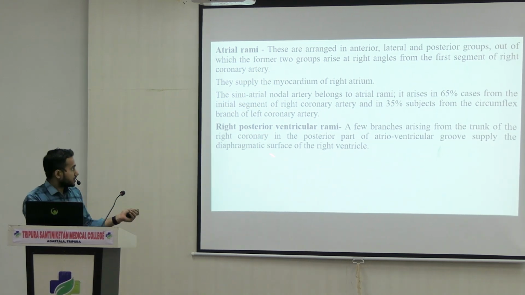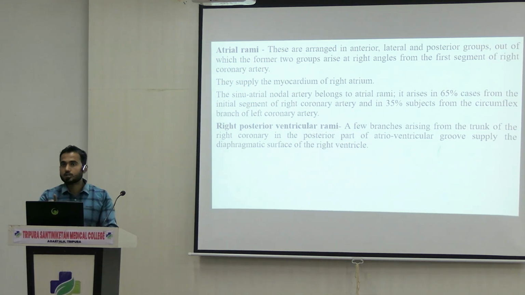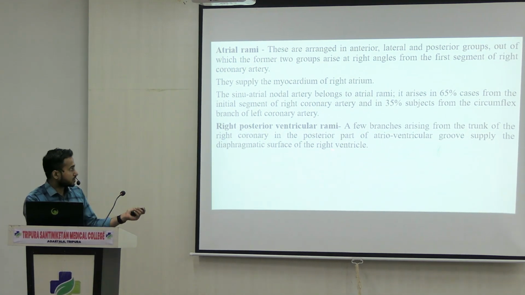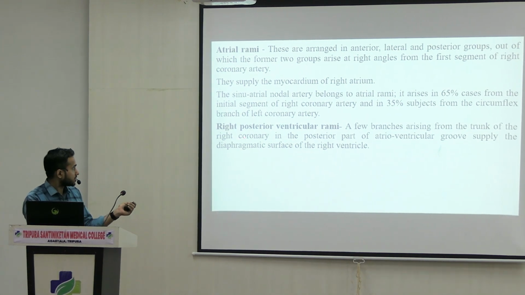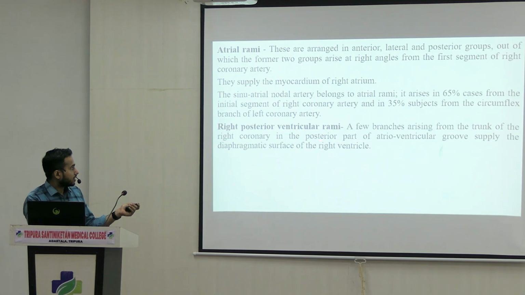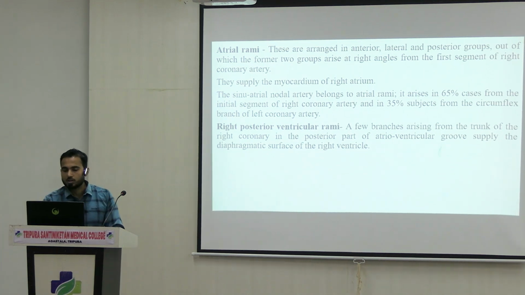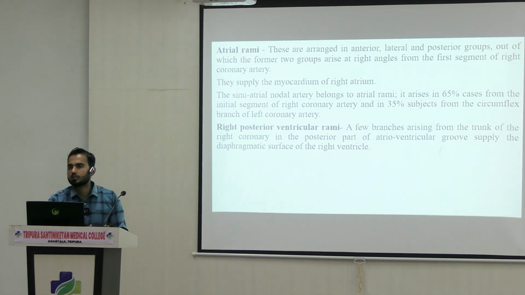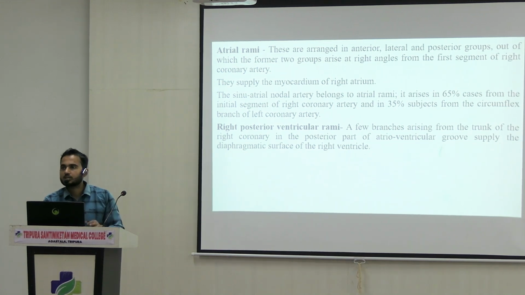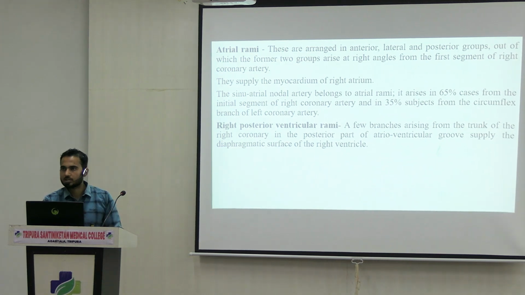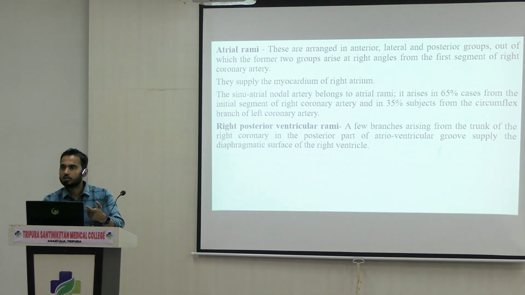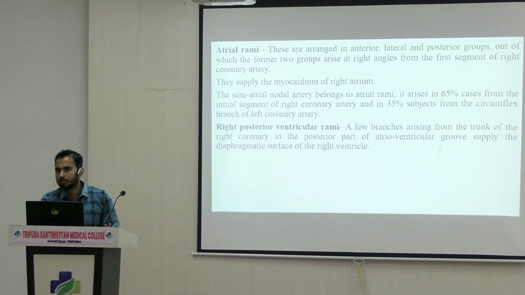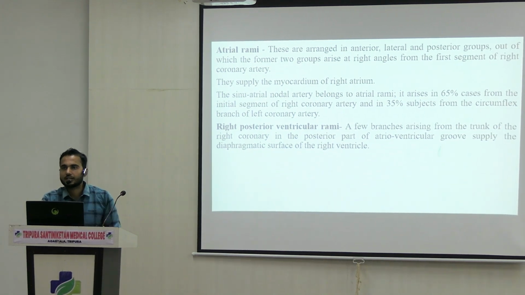Next is the right posterior ventricular rami, which is on the posterior aspect of the heart. This posterior ventricular rami gives branches of the right coronary artery, which is part of the atrioventricular group, and supplies the diaphragmatic surface of the right ventricle. So if the right posterior ventricular rami is on the posterior aspect, which part does it supply? It supplies the diaphragmatic surface of the right ventricle. Though there are so many branches, the division is done in such a way that if you understand the branching pattern, you can easily write which area of the heart a particular branch is supplying.